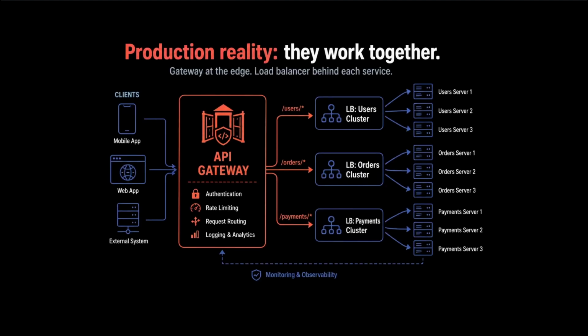Now, this is what a real production architecture often looks like. Clients hit the API gateway. The gateway handles all the smart stuff like routing, auth, rate limiting. Then for each service, you've got a load balancer in front of however many instances you're running, making sure none of them gets overwhelmed. They're not competing with each other, and they are doing completely different jobs at completely different levels of the stack. The gateway is about API intelligence. The load balancer is about infrastructure resilience. So we need both of them.